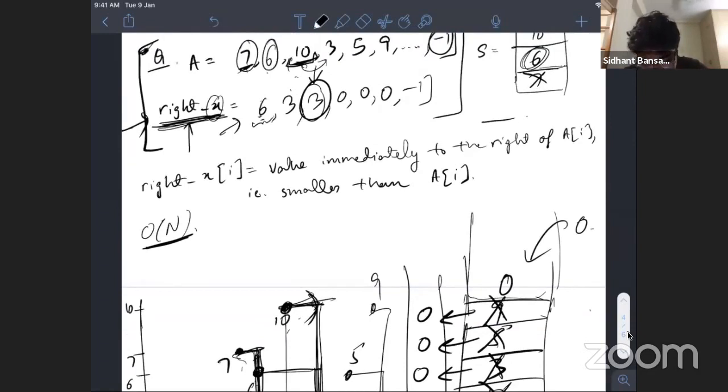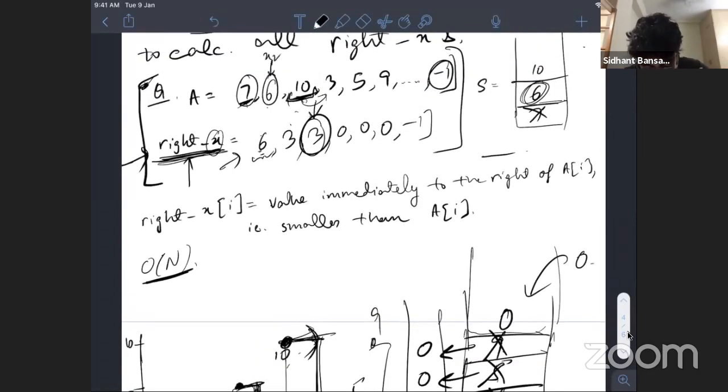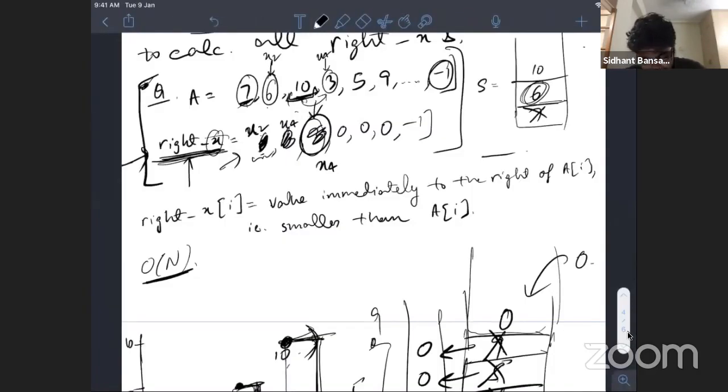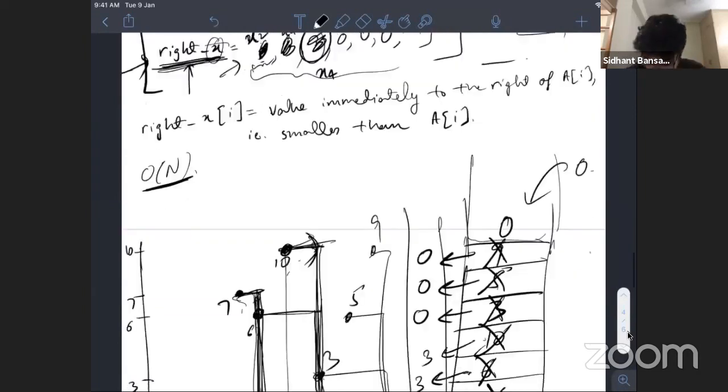So let's say this 6 has the X coordinate of X2. So this thing will actually be X2. Let's say this 3 has the X coordinate as X4. So this value will be X4, this value will be X4, and so on. So the right X is actually the X coordinates of those limits. And you can get those X coordinates using the stack solution.